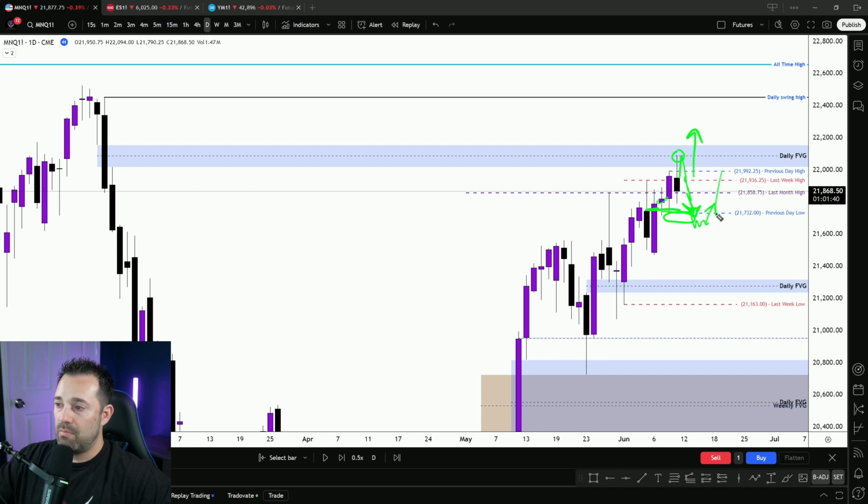However, if it doesn't, and let's say it chops and kind of ping-pongs around back in here and ends up continuing down, well, I'd be looking at this swing. And once it gets to that swing, now do we have a move up? Or if it takes this swing and now we have displacement down with a fair value gap, then I could look for it to either just run to this one or pull back to this one.